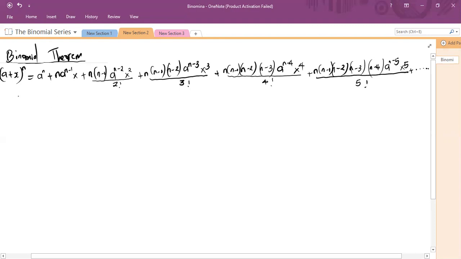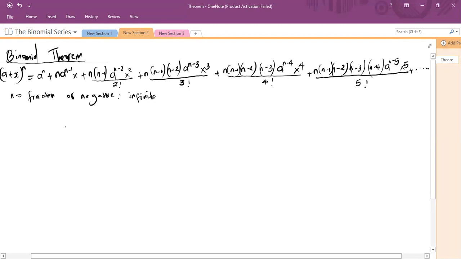Now, one thing you need to note is that for n being equal to a fraction or negative number, the expansion is infinite. It does not come to an end. So most of the time in the question, they will tell you where to stop. Now, let's take up an example.